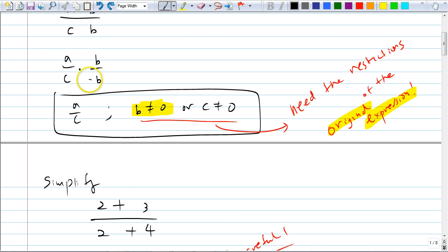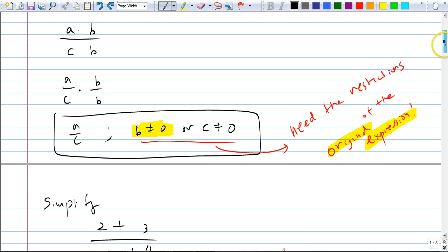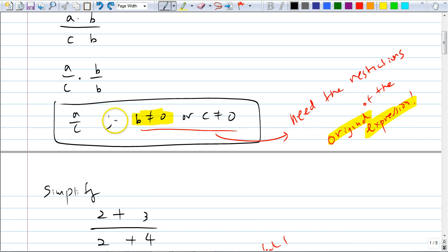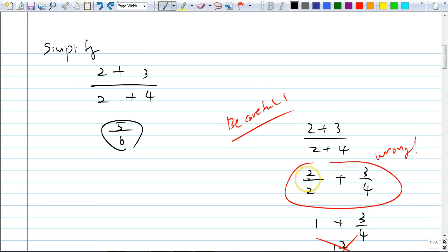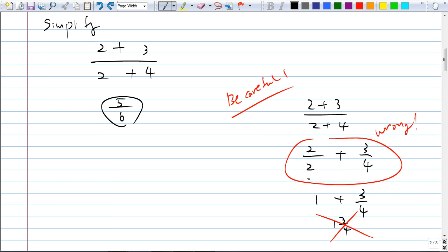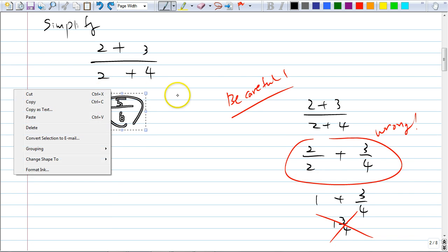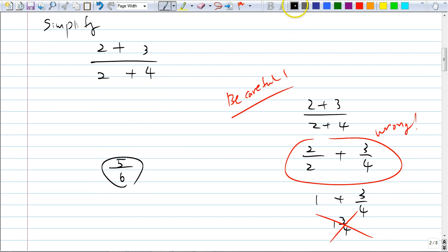Well, it's a product. It was B over B times A over C, right? When you cancel things out, you're really dividing top and bottom by B over B here. Do you see the difference? Here you have it as an addition. You can't just cancel these out, can you? So remember, the fraction bar acts as a grouping symbol. 2 plus 3, it's really this, isn't it? Be careful. You can't cancel things out like this. Please keep this in mind.